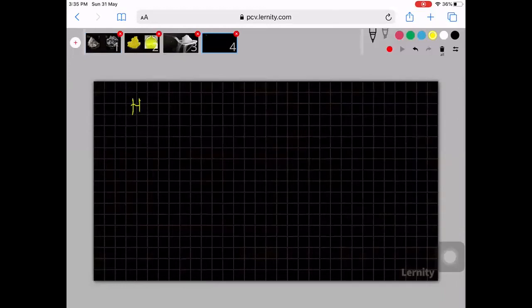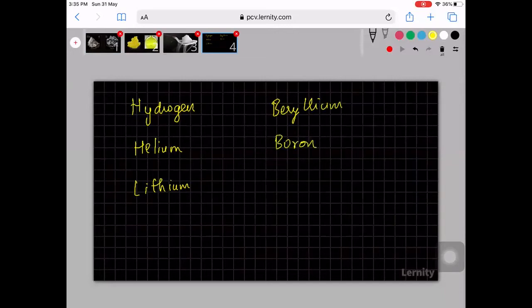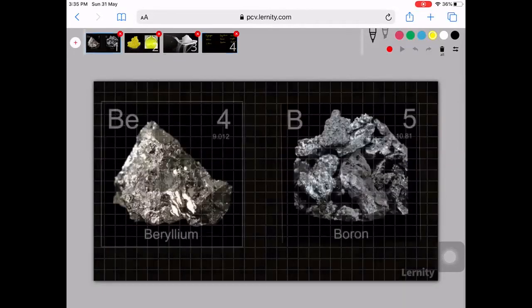Those are hydrogen, helium, lithium, beryllium, boron, carbon, nitrogen, oxygen, and fluorine. Right? Now, let's look first at beryllium and boron, which actually look like this.